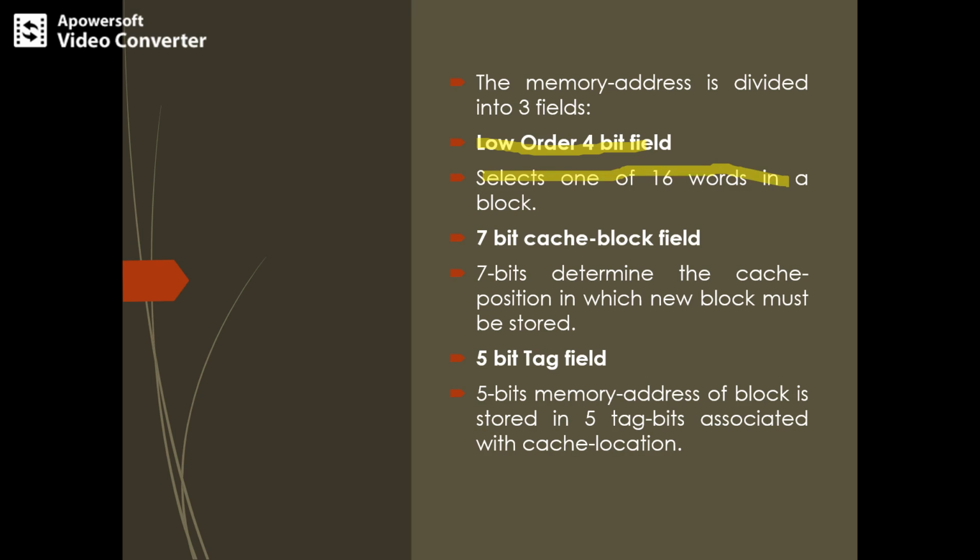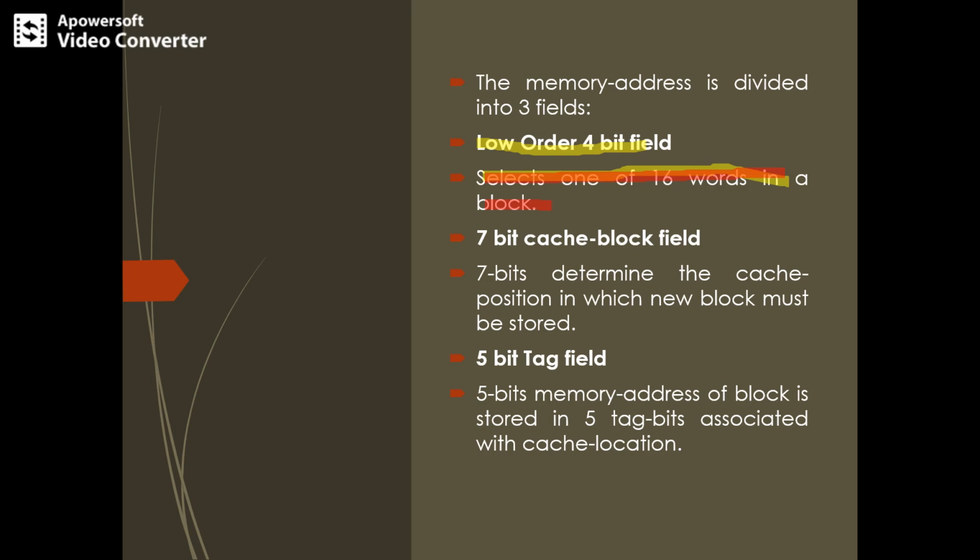So this lower order 4-bit information is used to select any one of the words, but what is the size of that word? That is 16 bits. Similarly, it consists of a 7-bit cache block field. This 7-bit cache block field determines the cache position in which the new block must be stored. So the cache block field specifies the cache position in which the new block can be stored.